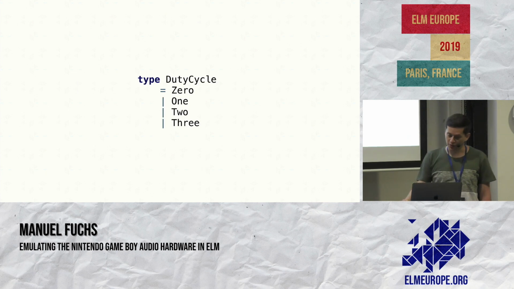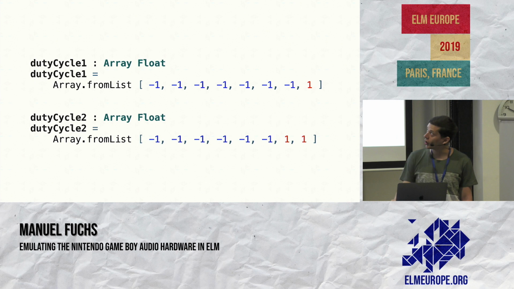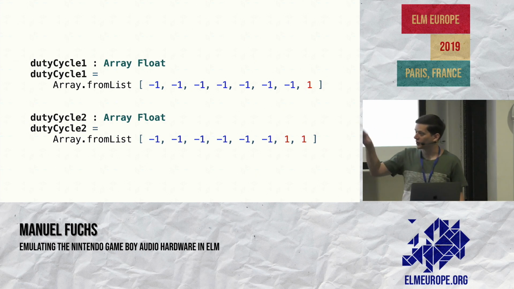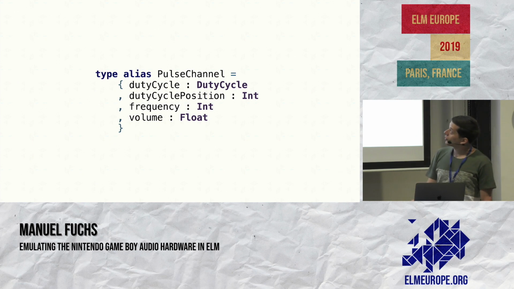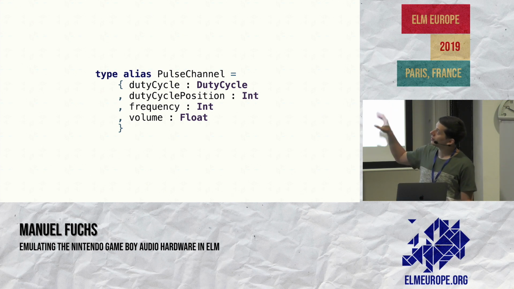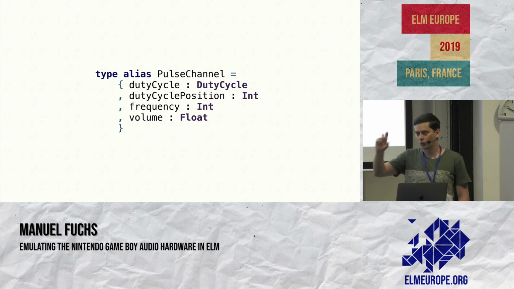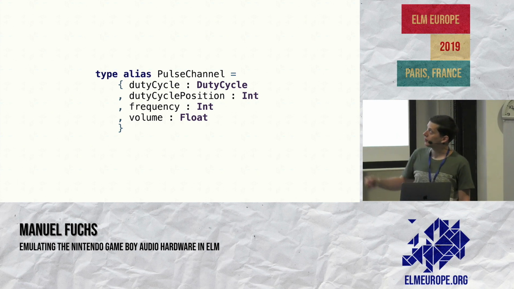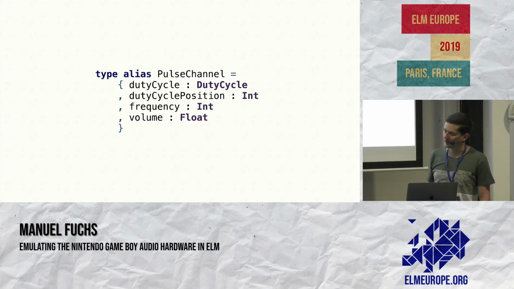I use a custom type to represent the available duty cycles in my code, and I also have a constant for each duty cycle, where I have an array that has the pre-calculated samples for that duty cycle. So I can grab them very quickly with Array.get in a performant way. This is the core state of the pulse channel. You can see that we store the current duty cycle we are in and the position inside the duty cycle. Then we have a frequency that determines how fast we play back the wave. And as we've learned, playing back the wave faster results in a higher pitch. Volume is just a factor from 0 to 1, which we multiply our sample with to adjust the amplitude and therefore the volume. Of course, we need way more than those 4 values in a real emulator.